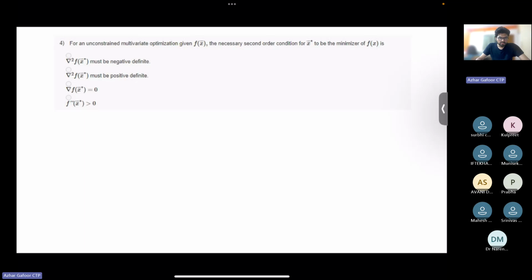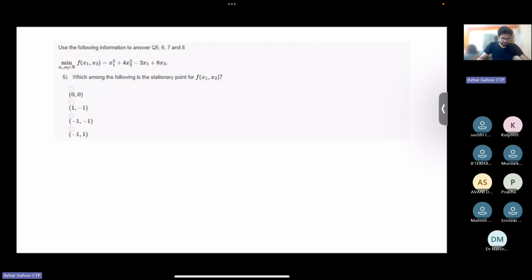So the next question. This is an unconstrained multivariate optimization. It is asking the necessary second order condition for the minimization of the function. So option B. Yes, option B is the answer.